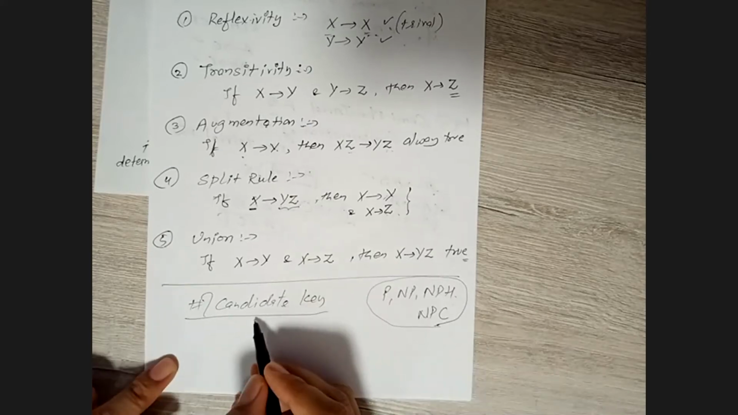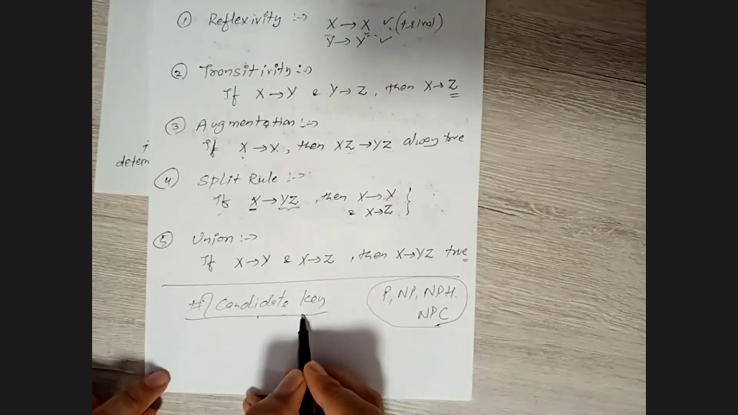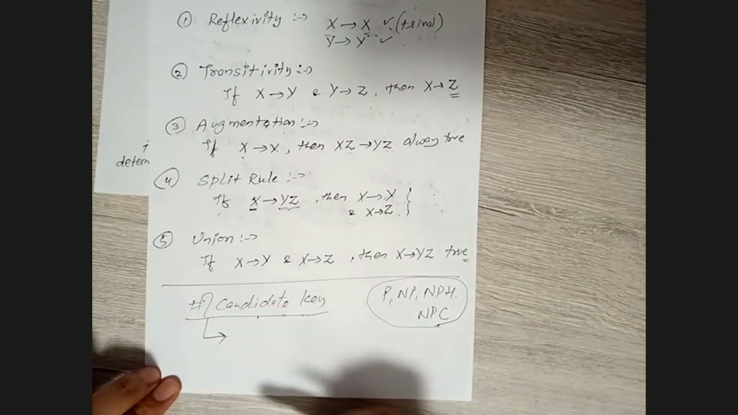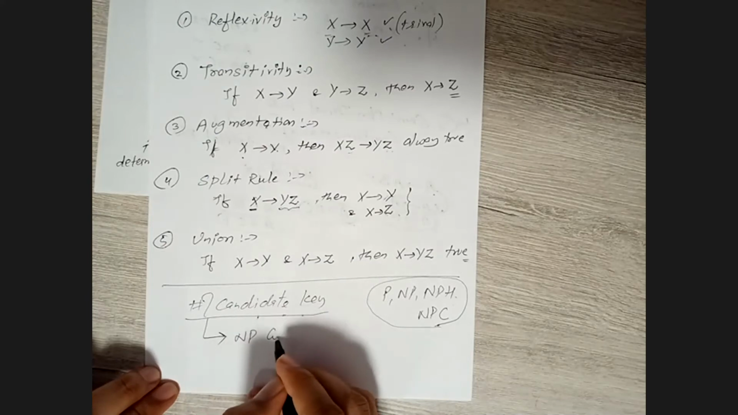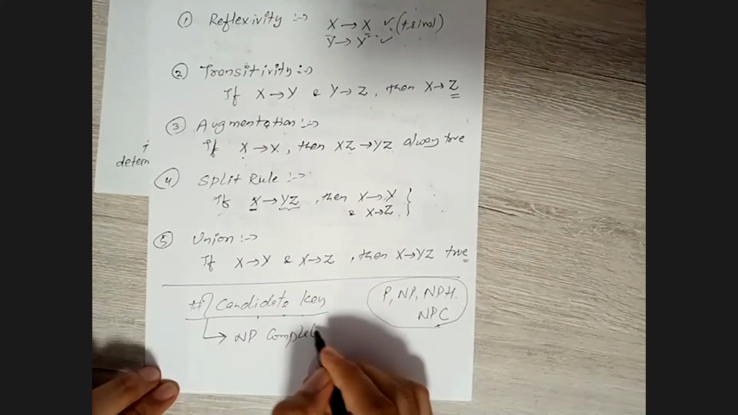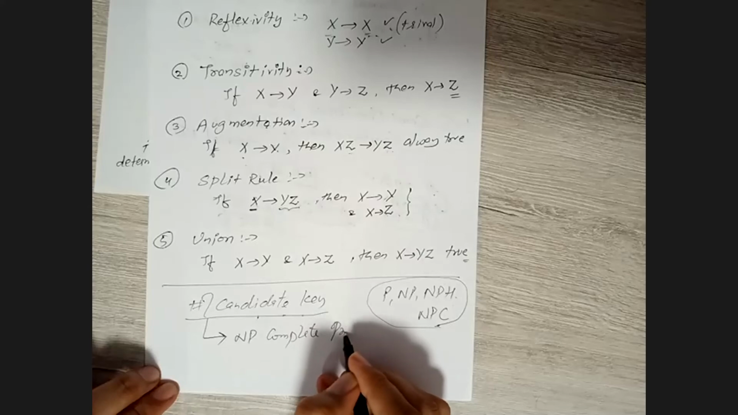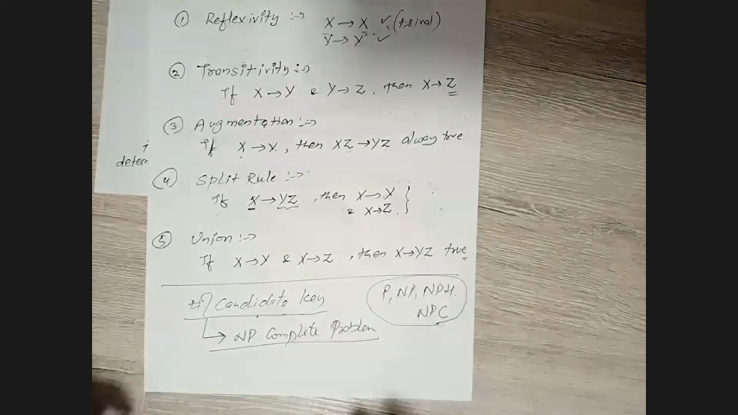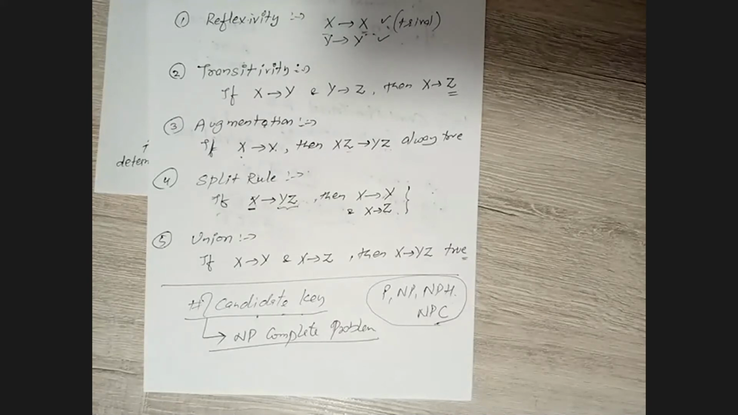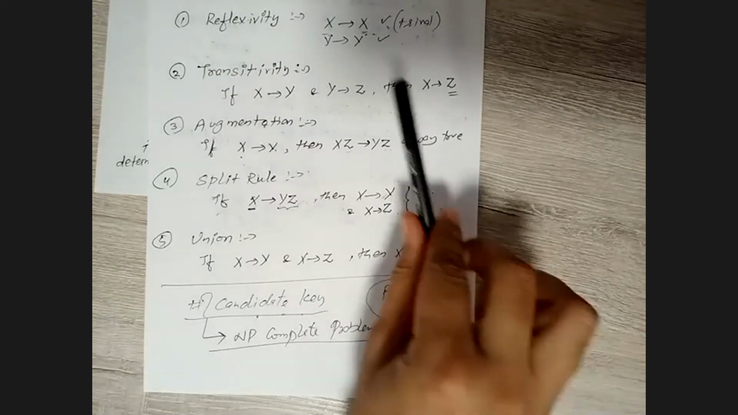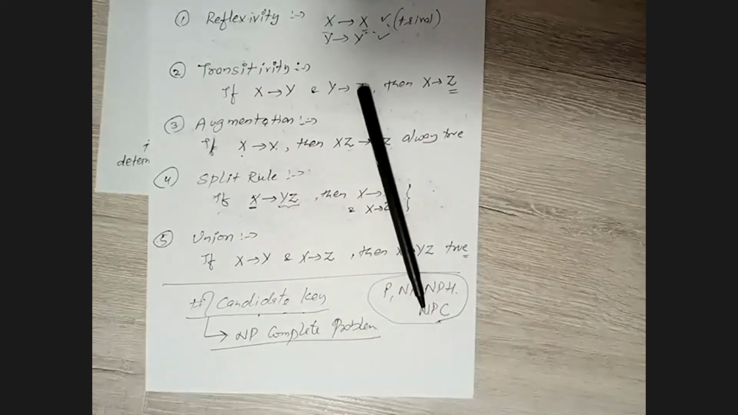Remember, we need to find the number of candidate keys. We'll be given a set of functional dependencies. Remember this, finding the total number of candidate keys is an NP complete problem. It means there is no known algorithm so far that can help you compute the total number of candidate keys available in the database. So computation of candidate keys, remember, is an NP complete problem. How, we'll see in the next class.